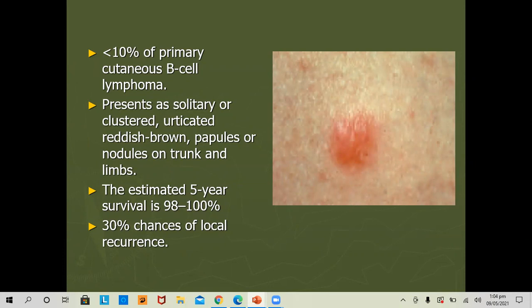The marginal zone lymphoma comprises less than 10% of primary cutaneous B-cell lymphomas, and presents as solitary or clustered urticarial reddish-brown papules or nodules on the trunk or limb. As far as the clinical appearance is concerned, this appearance is not characteristic of this pathology. It could be any pathology, and only on histology does this diagnosis come up. The estimated 5-year survival is very good, 98 to 100%, and there is a 30% chance of local recurrence.